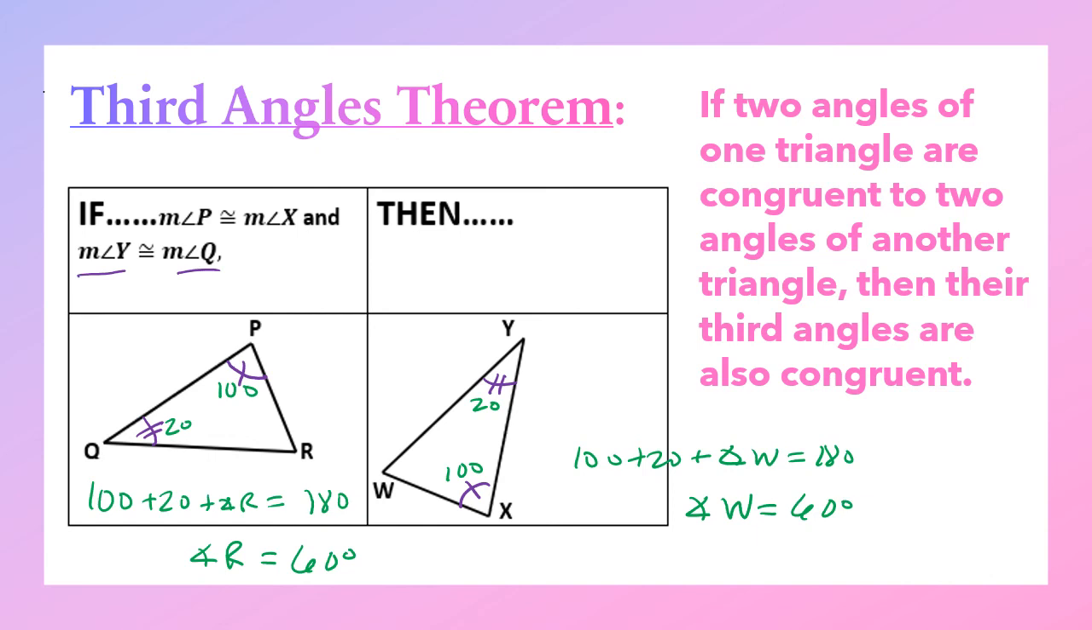So basically, if 2 angles of one triangle are the same, then the third angles of both triangles also have the same measure. So in this case, angle R would have to be congruent to angle W. And that's what the third angles theorem says. It says if 2 angles of one triangle are congruent to 2 angles of another triangle, then the third angles are also congruent.